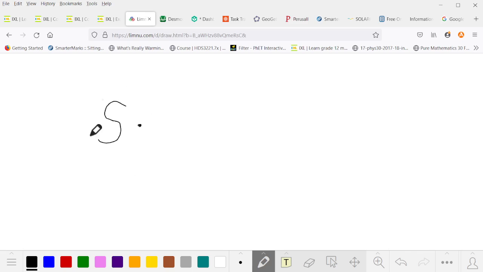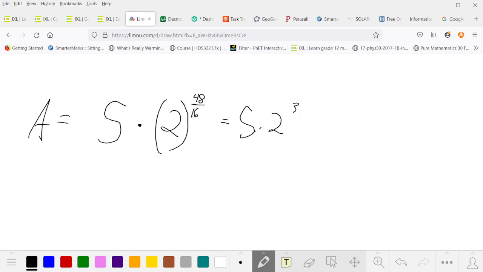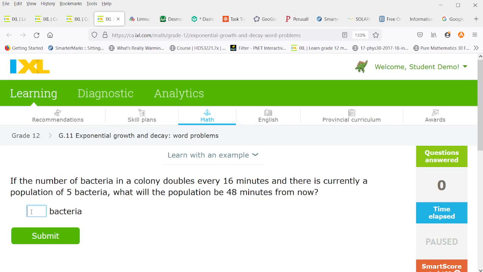So with any exponential growth, that initial constant is where it begins, because at time 0, our exponential is going to be 1. So the amount we have over time is that initial 5. It says doubles, so our exponential is 2. It's a 16-minute doubling time, 48 minutes later. So that's 5 times 2 cubed, 5 times 8, which is 40. So there'll be 40 bacteria 48 minutes from now.